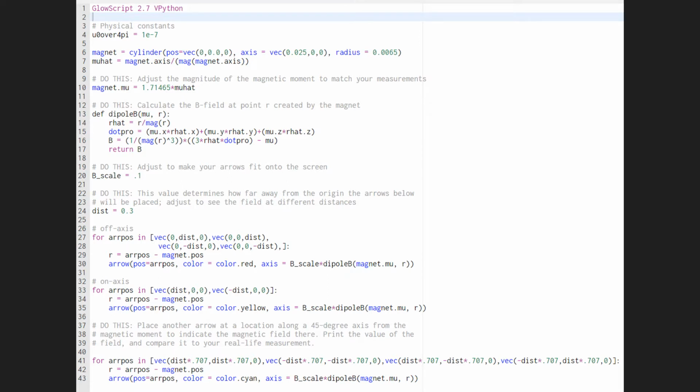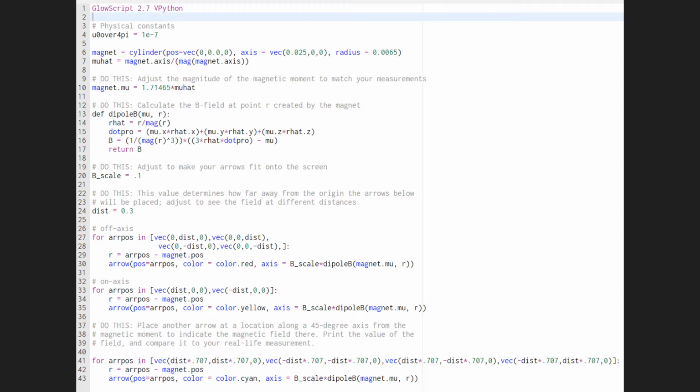To create my code, I had to plug in all of the previously measured values, including my mu. I then had to create a function using mu and r that would return the magnetic field. I used the equation that I had previously talked about, calculated the dot product separately, plugged that into the equation, and had it return the magnitude B. My B scale ended up being 0.1 in order to make the arrows fit onto the screen.